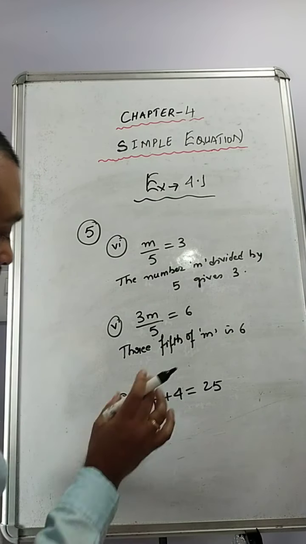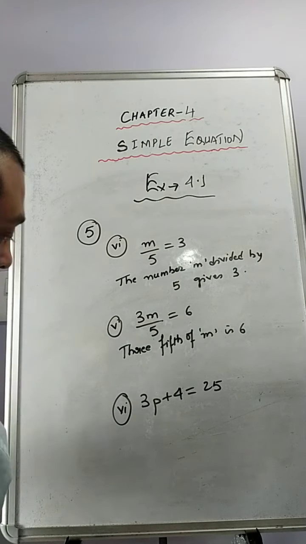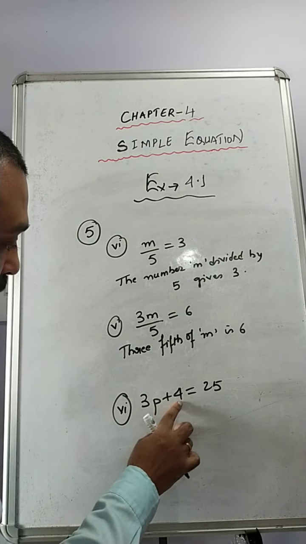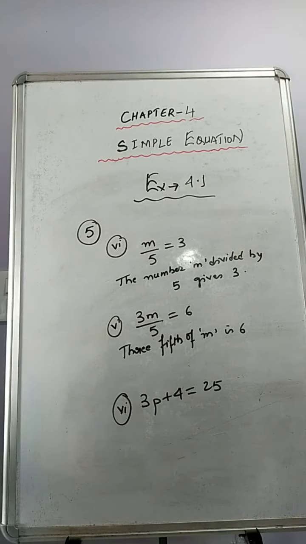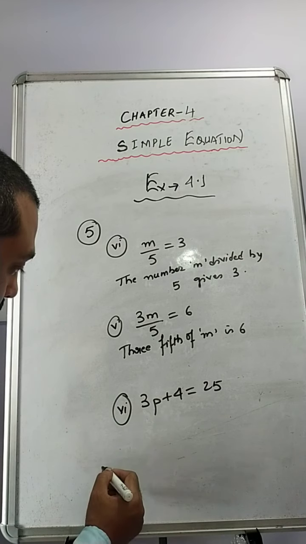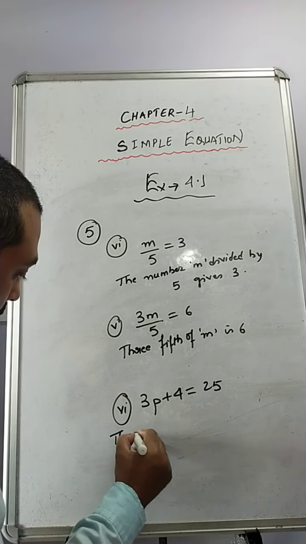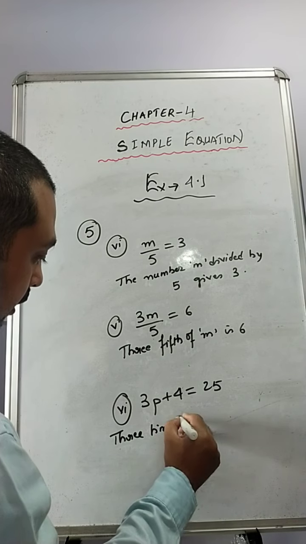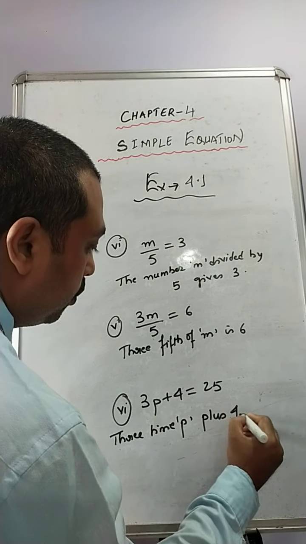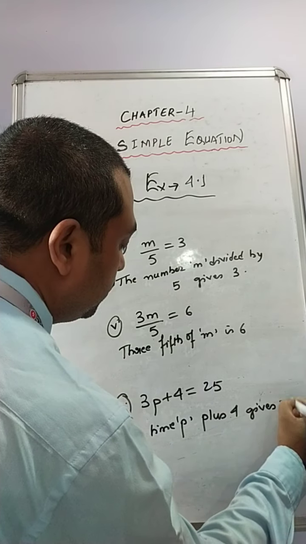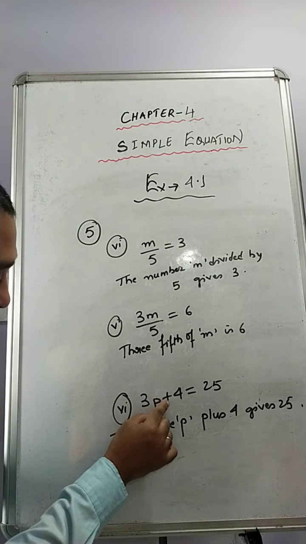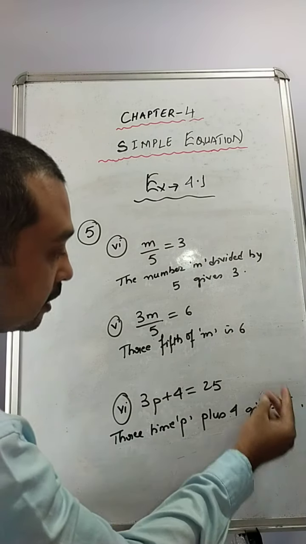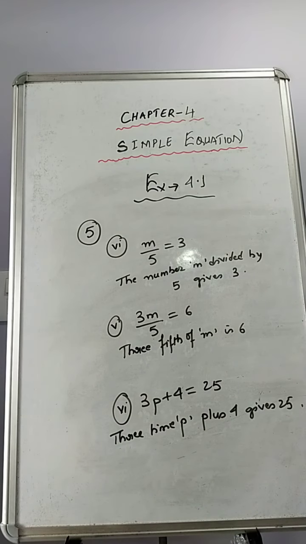Now let's see what we can write for the question number 6 equation. In sum number 6 we have 3p plus 4 is equal to 25. Now how can we write this LHS statement? So 3p plus 4 can be written as 3 times p plus 4 gives 25. That means 3p can be written as 3 times p, the plus sign is there, plus 4 gives 25. And the rest of the two sums, students, try it on your own.